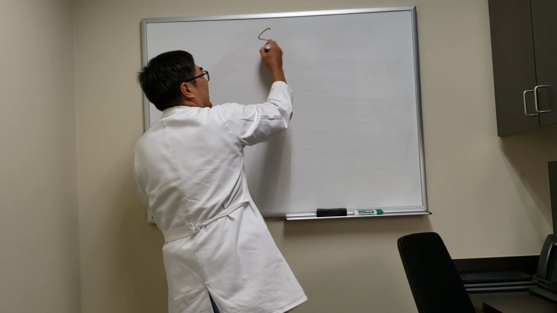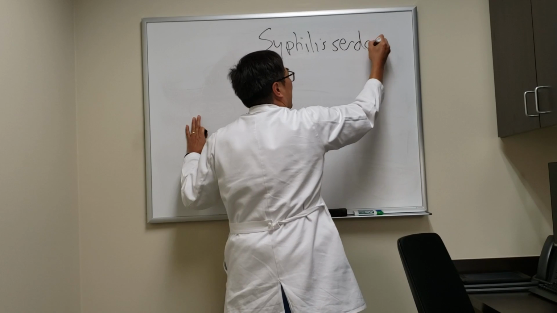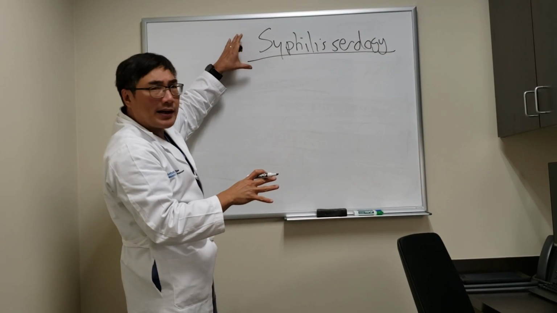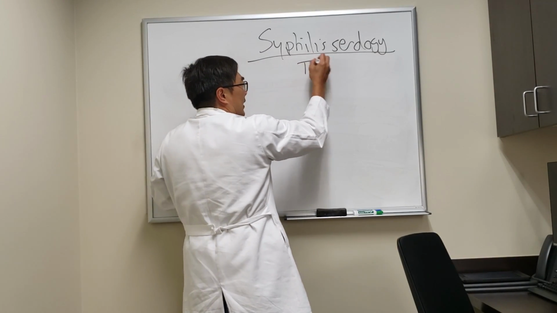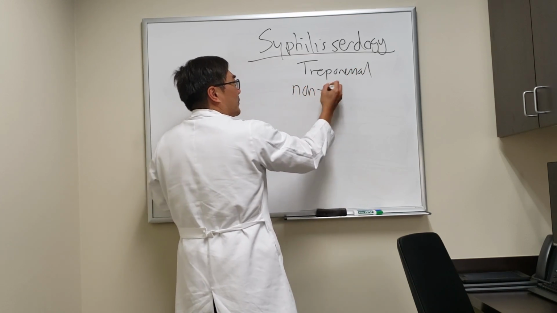So what I want to talk to you now is Syphilis Serology for Neuro-Ophthalmology, and you don't need to know everything about Syphilis Serology, but you need to know how to order the tests and how to interpret the tests. So the two types of tests are treponemal tests and non-treponemal tests.